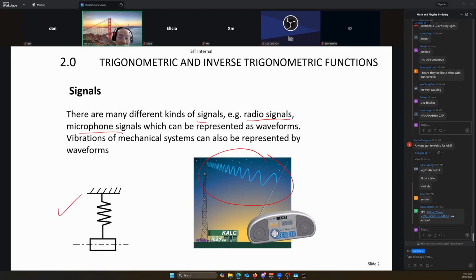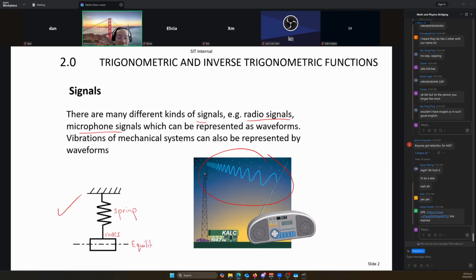For example, you have a spring mass system. This is a spring, and this is a mass. It's called a spring mass system. Now, as it is now, the mass is resting at its equilibrium position.